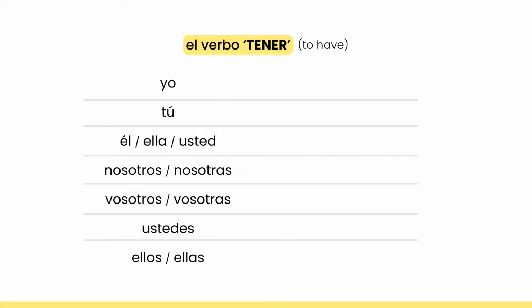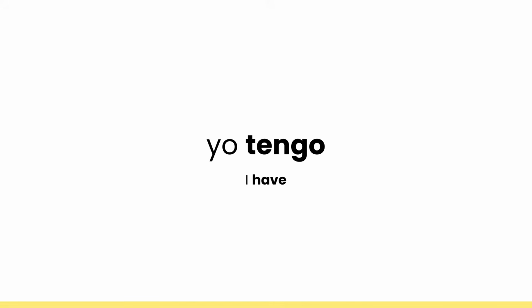Alright, so as always, in your notebook, again, you can draw this table. And you can pause the video right here, take a copy of this table, and then press play once you're ready. Alright, so now that we are ready, let's get into the first conjugation, which is I have.